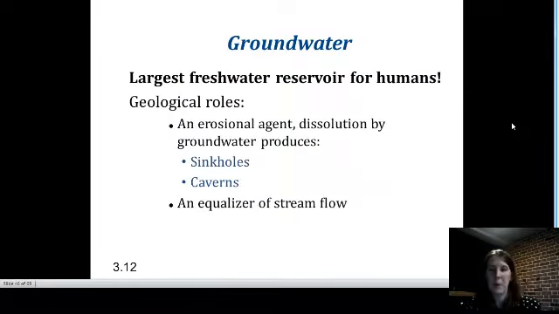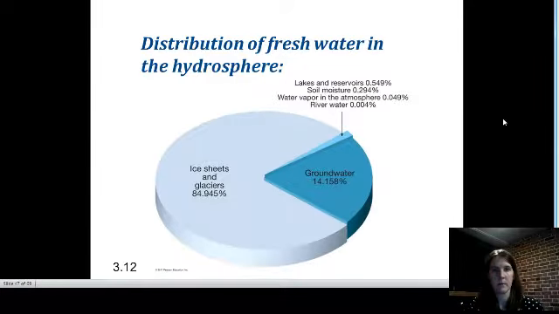So now that we've covered that happy topic, moving on to groundwater. Groundwater is the largest freshwater reservoir for humans. That's where most of our water source comes from. In the geologic roles, groundwater acts as an erosional agent and dissolves, creating sinkholes and caverns. It's also an equalizer of stream flow.